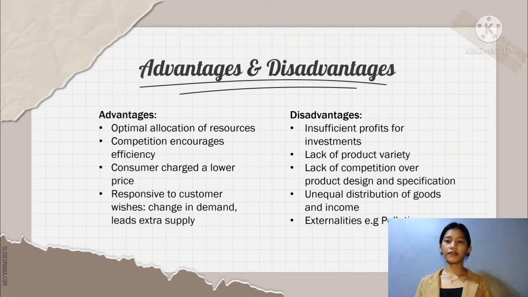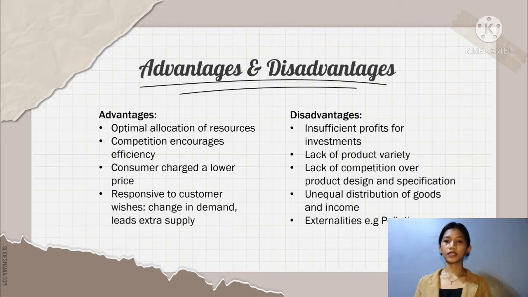It is very difficult for small traders to sustain in the market because of the lack of incentives or lower profit margin. Second, lack of product variety, because all of the products are the same and some are not branded. So there is no chance to achieve the maximum profit because of the huge number of other firms that are selling the same products. Third, lack of competition over product design and specification.